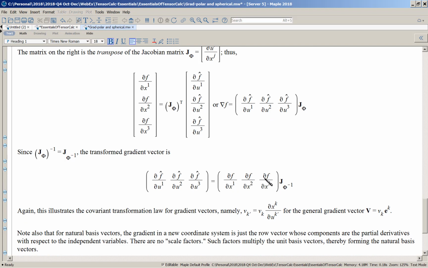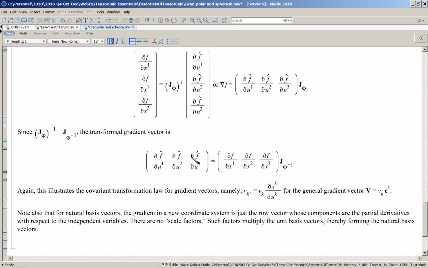Row vectors express gradient vectors. That's the reason for having row and column vectors. It's because column vectors by convention are used for tangents, and row vectors are used for gradients. They're different. They form reciprocal sets. They have two different transformation laws: contravariant, covariant.